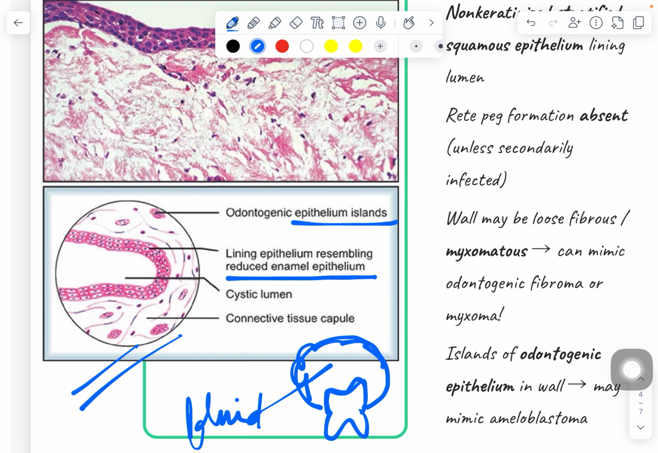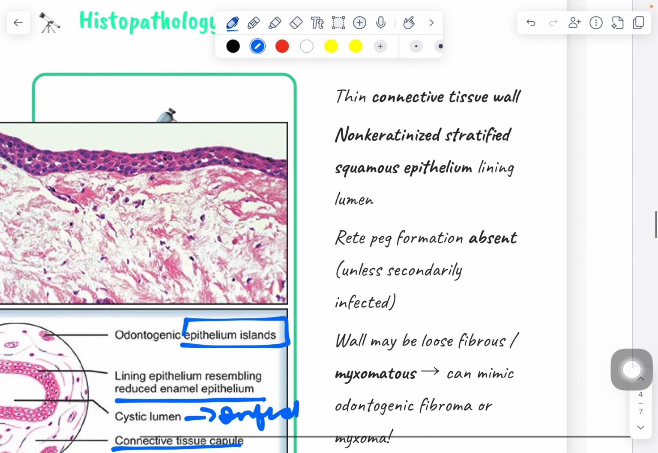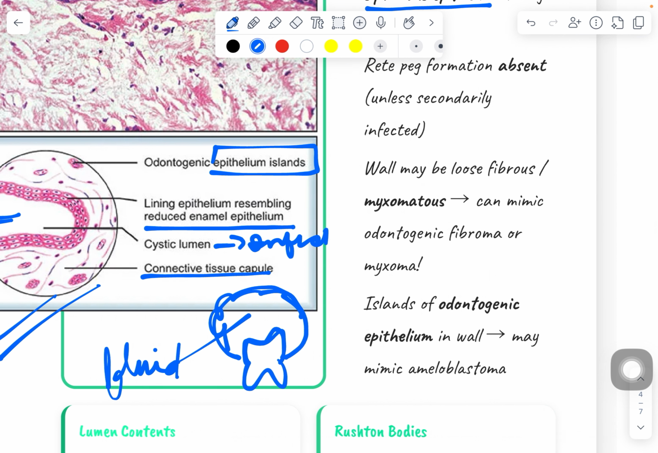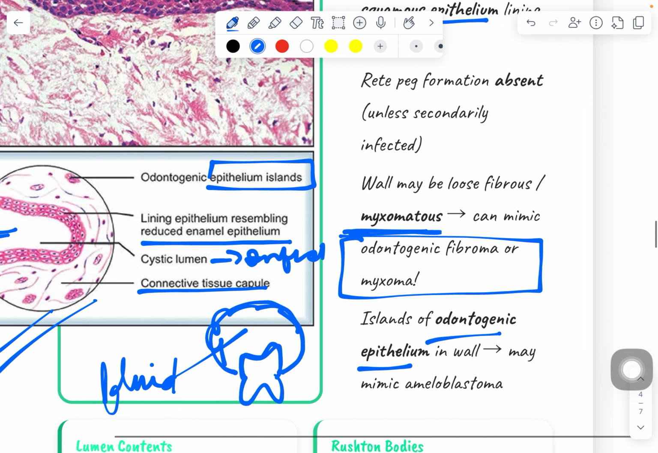It has a presence of epithelium islands. Reduced enamel epithelium is present here. This is the cystic lumen and cystic lumen will be filled by fluid जब cyst infect हो जाएगी. Then it is a connective tissue capsule is present. It is the most easiest of the diagrams. Draw it again and it will help you. Thin connective tissue wall है, non-keratinized stratified squamous epithelium is present. Reduced enamel epithelium is present. Islands of odontogenic epithelium. Myxomatous material है. Differential diagnosis can be odontogenic fibroma or myxoma.